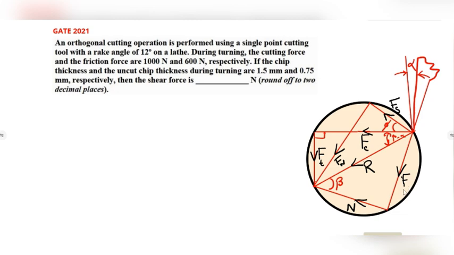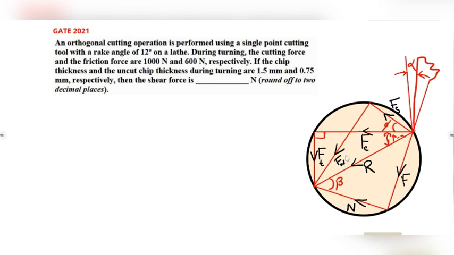is representing the friction force F. This is the tool and the rake angle is alpha. This is the normal reaction at the tool face. This is the shear force along the shear plane Fs. This is the Fc cutting force which can be measured by the dynamometer. This is Ft thrust force, and this is the perpendicular component in the shear plane, that is the Fm.